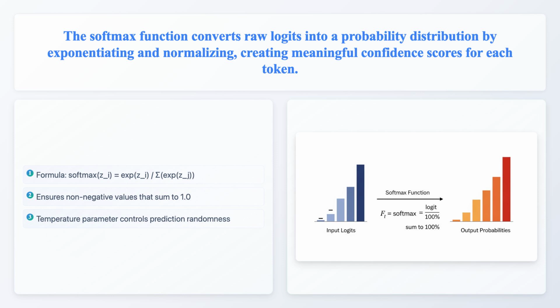A logit of 10 versus 5 becomes a probability ratio of about 148 to 1 after softmax, clearly indicating the model's strong preference. For data scientists, softmax has crucial properties. It's differentiable, enabling gradient-based training, it amplifies differences between high and low scores, and it gracefully handles vocabulary sizes from thousands to hundreds of thousands. The temperature parameter can also be applied during softmax to control randomness. Higher temperatures create more uniform distributions, while lower temperatures create sharper, more confident predictions.